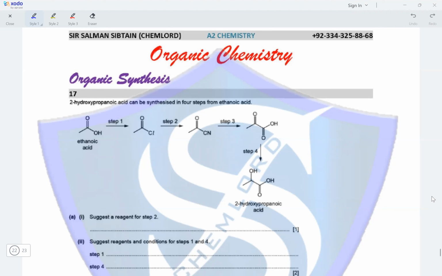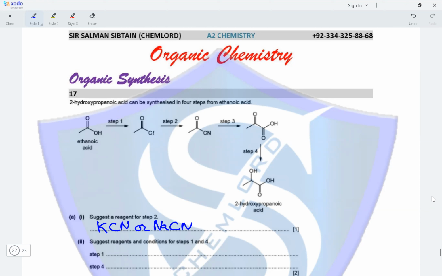Suggest a reagent for step 2. Step 2 is conversion of Cl into CN, which means we need KCN or NaCN, either potassium cyanide or sodium cyanide. Suggest reagents and conditions for steps 1 and 4.